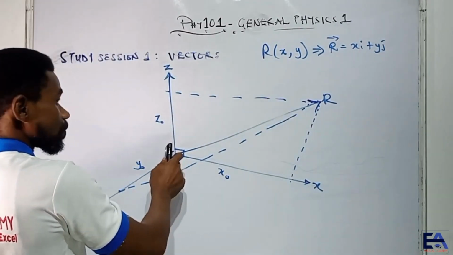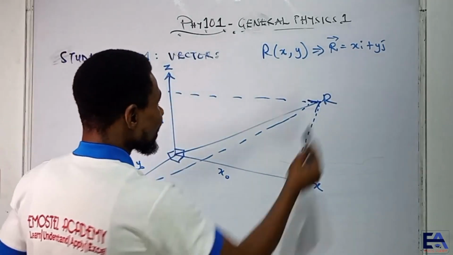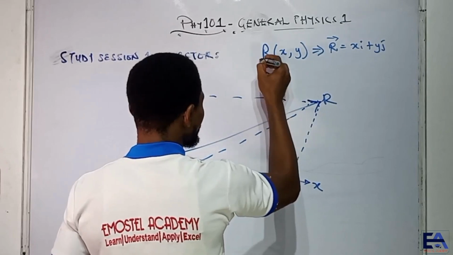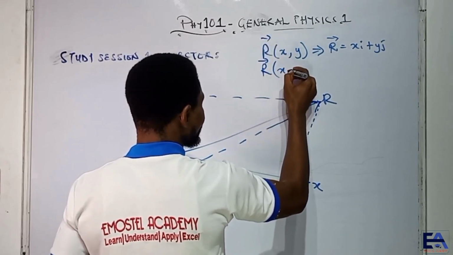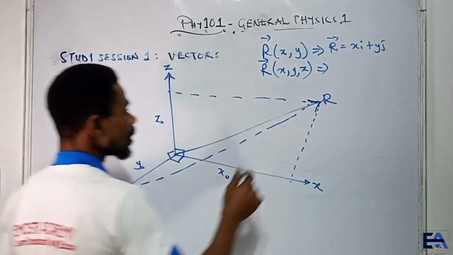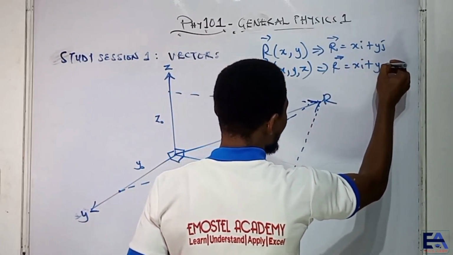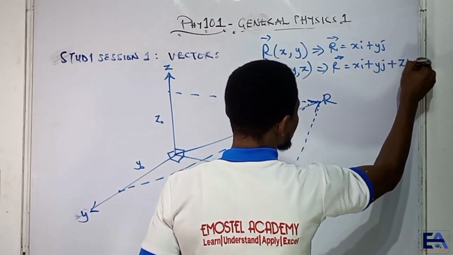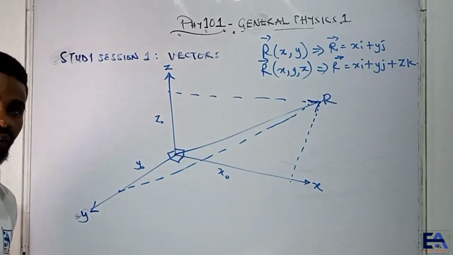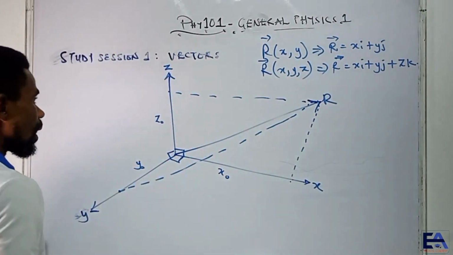The unit vector along the z-axis is represented as k. i for the x-axis, j for the y-axis, and k for the z-axis. So in the same way, you could also represent x, y, and z for a three-dimensional plane as R equals xi plus yj plus zk. It can also be represented that way. You understand? So it's just as easy as that.